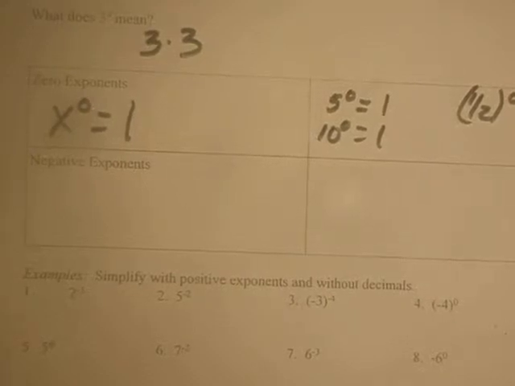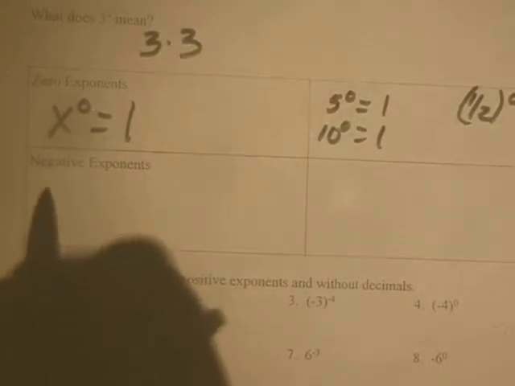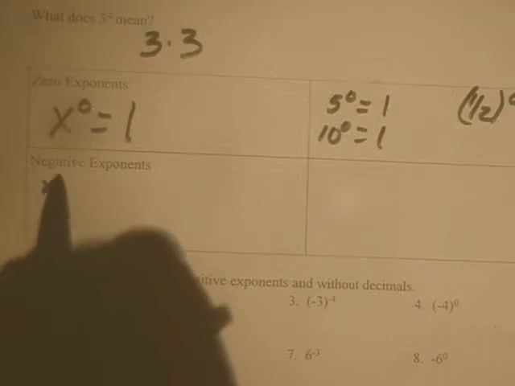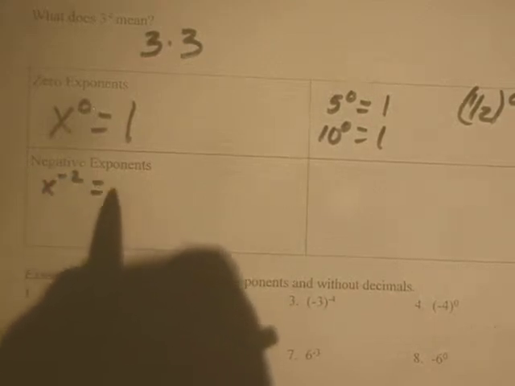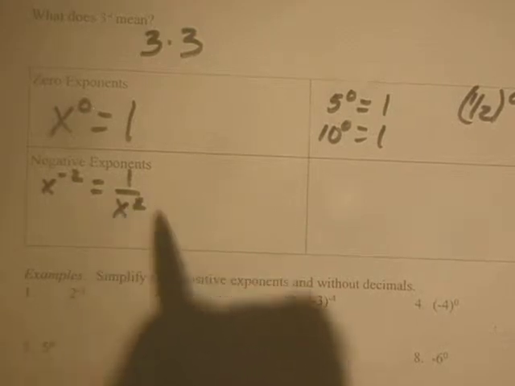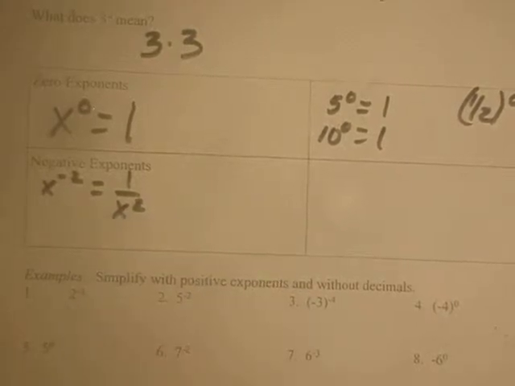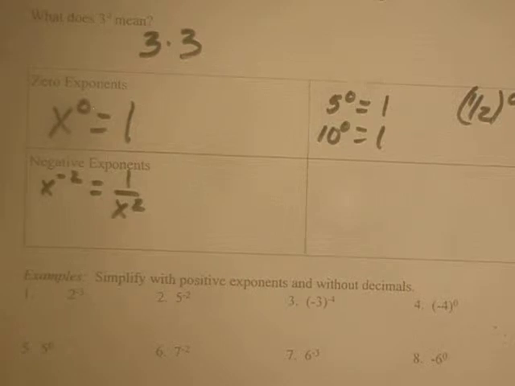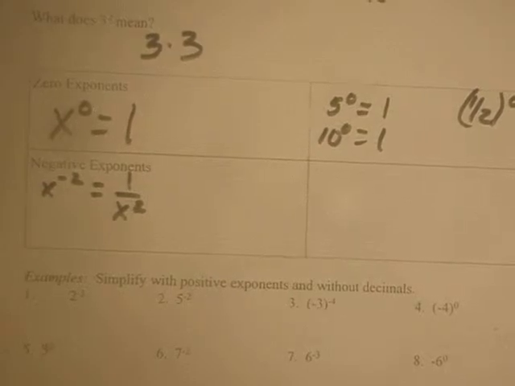And when you have negative exponents, if you have, say, x to the negative 2, that means you write it as 1 over x squared. So the negative in the exponent means you put it in the opposite. If it's on the top, you move it to the bottom. If it's on the bottom, you move it to the top.